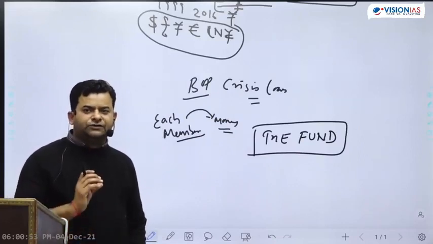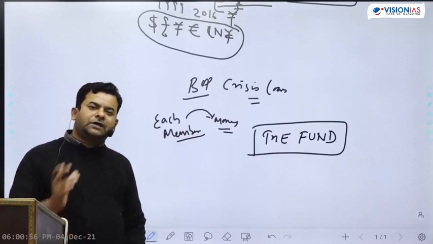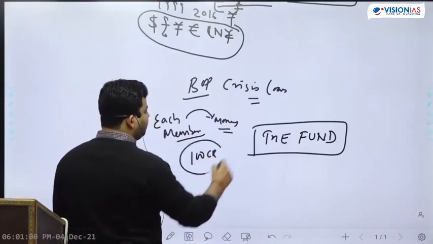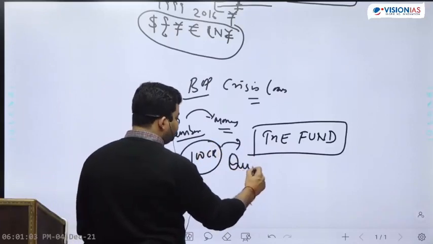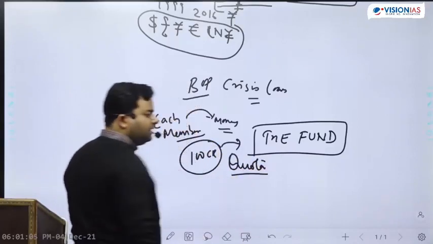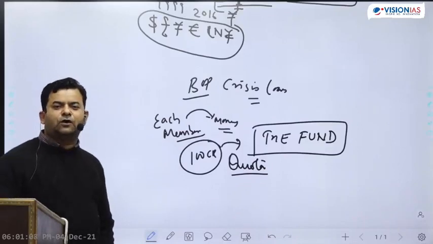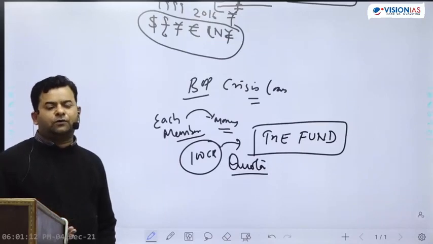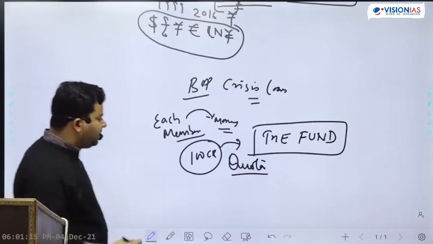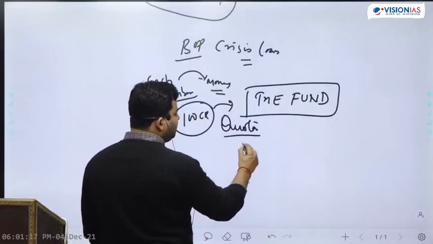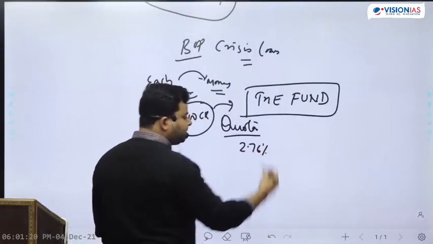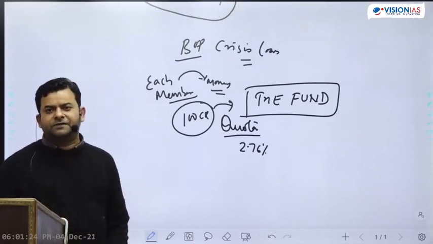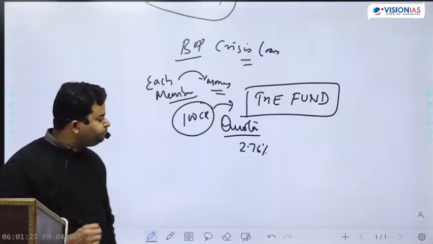Now each country will provide some money. How much will a country provide? Let's say India will provide 100 crore. This will be called quota. How much each country will provide is called the quota of that country. If I say India's quota is 2.76%, that is the latest data. Some books might say less than that, but after the 15th round, we got a 2.76% quota.